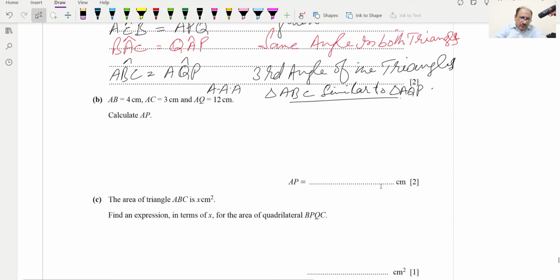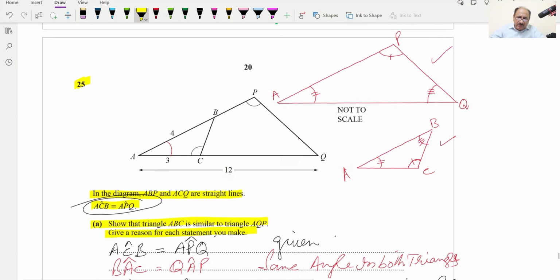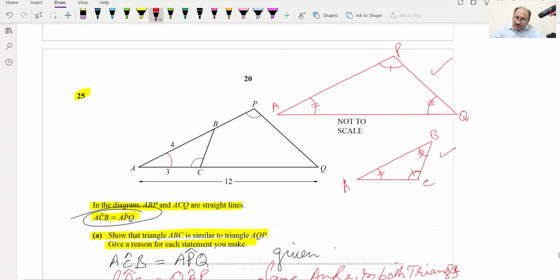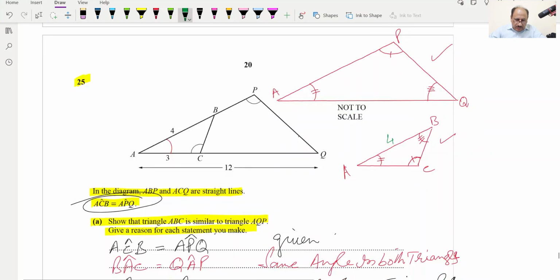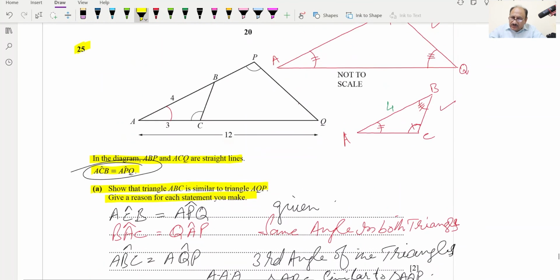Now we can move to the B part. B part says AB is 4 centimeter. So 4 centimeter is which one? We will be labeling this. This is 4 centimeter over here. And AC is 3 centimeter. So this one will be 3 centimeter.